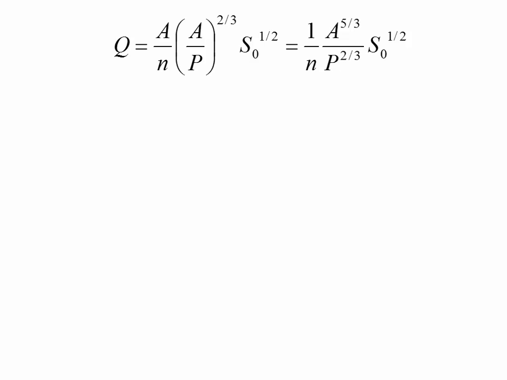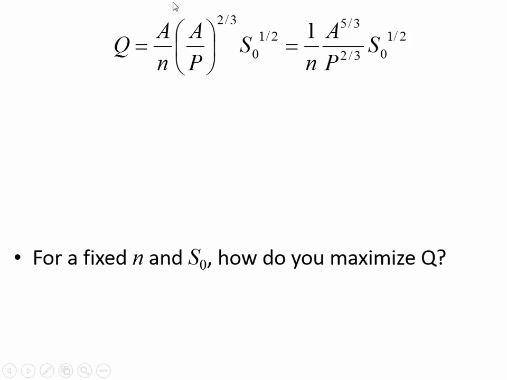Okay, so you'll remember here is Manning's equation, and this is where we come up with the idea of taking the cross-sectional area to the 5/3 power. There's area to wetted perimeter. This is the hydraulic radius term to the 2/3 power, and then the area is outside of that as well.